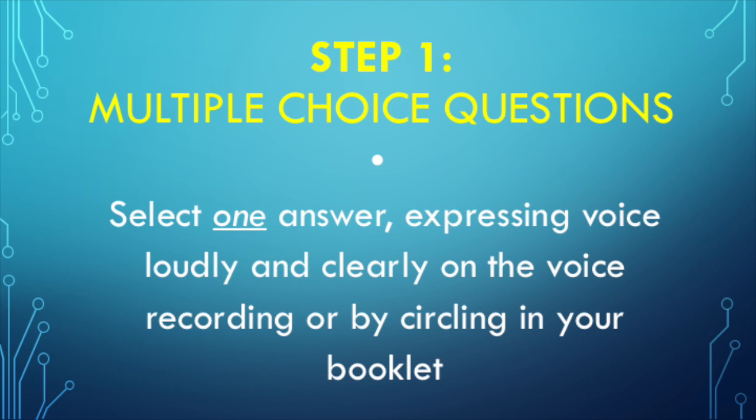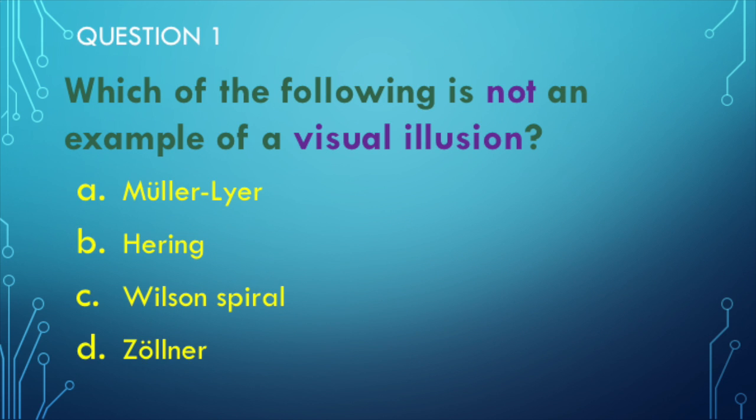Step 1. Multiple choice questions. Select one answer, expressing your voice loudly and clearly onto the voice recording or by circling in your booklet. Question 1. Which of the following is not an example of a visual illusion? Müller-Lyer, Hering, the Wilson spiral, or Zöllner?